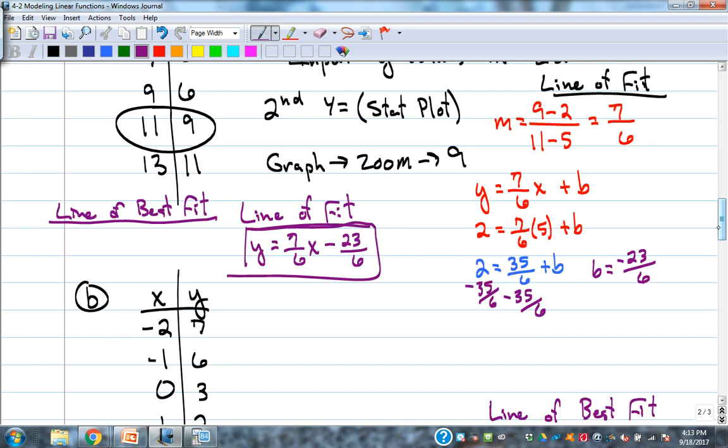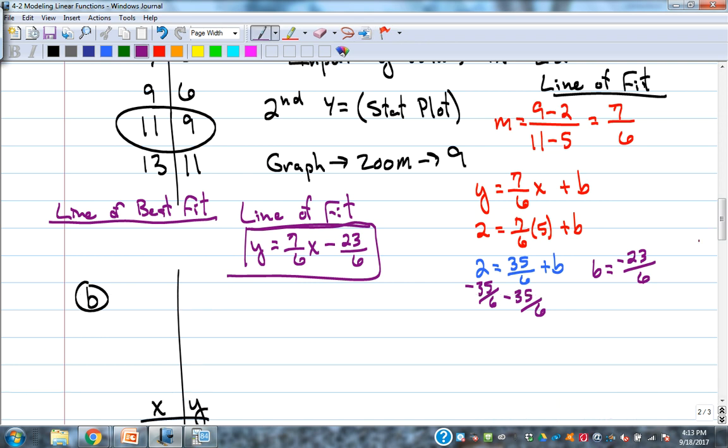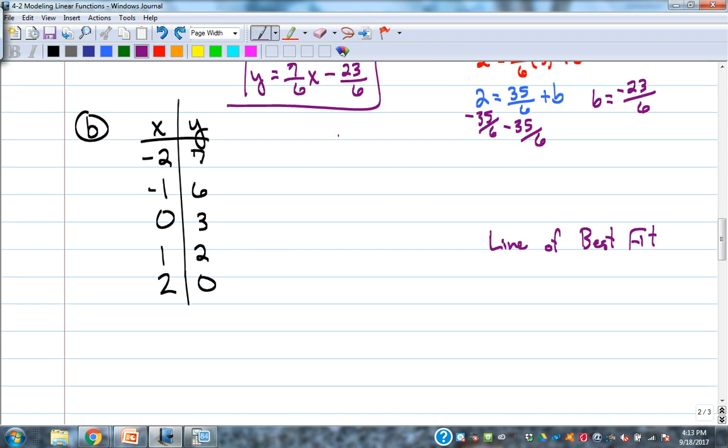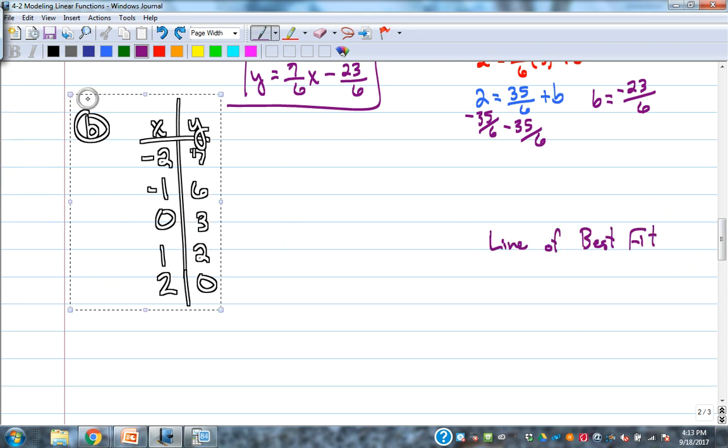Let's find the line of best fit with the calculator. Slide this stuff down here. And let's slide everything. I don't want to just slide part of it. I don't want to slide all of it. Get up and move it.